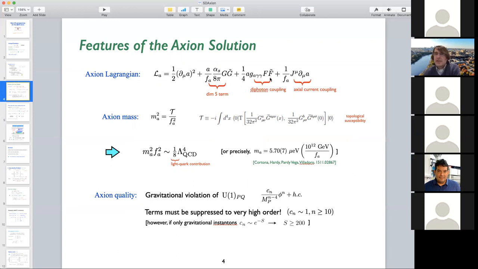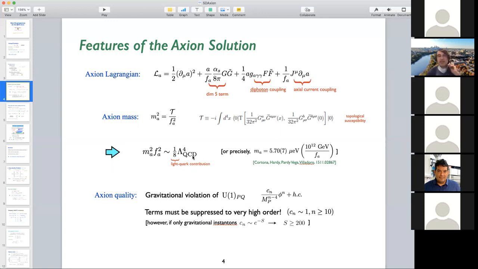Then there are also couplings to photons, and then there can also be couplings to the axial current, which is where the standard model fermions can appear. Now, the axion mass, as I said, it gets a mass purely from QCD, and basically it comes from this vacuum energy density here from G tilde, which is referred to as the topological susceptibility. But basically, this T has the dimensions of lambda QCD.